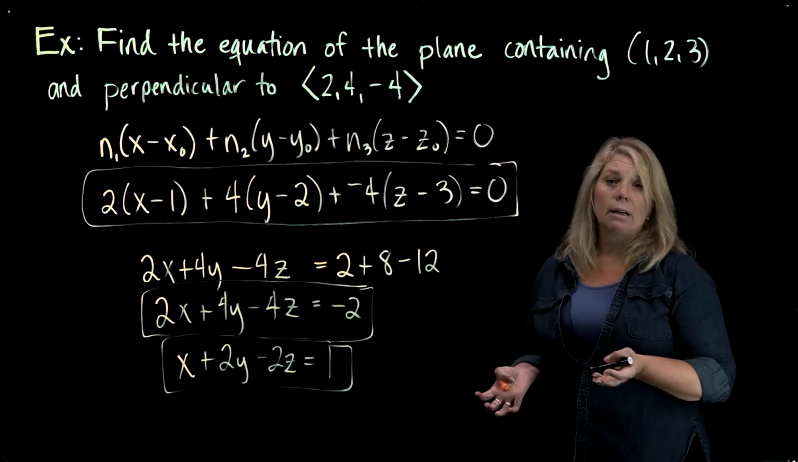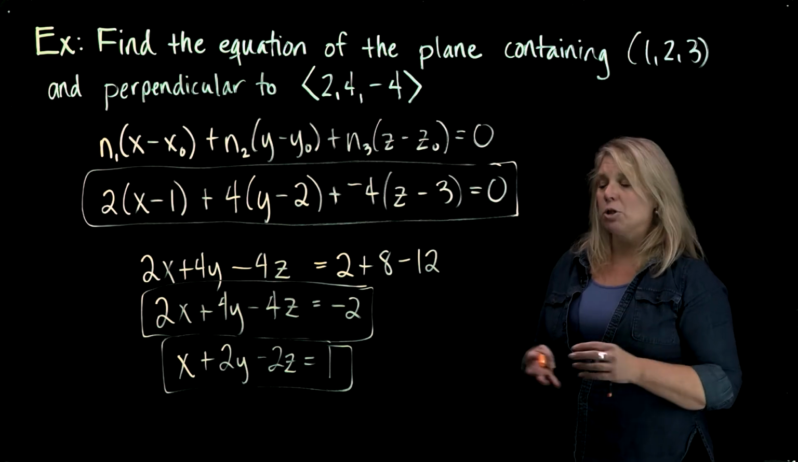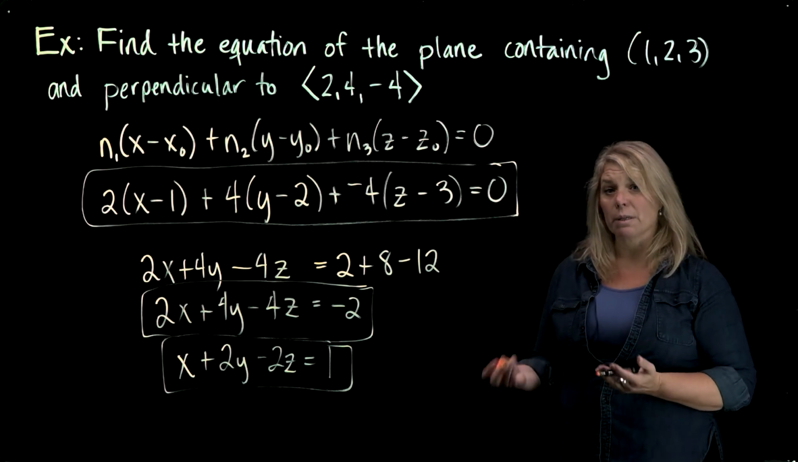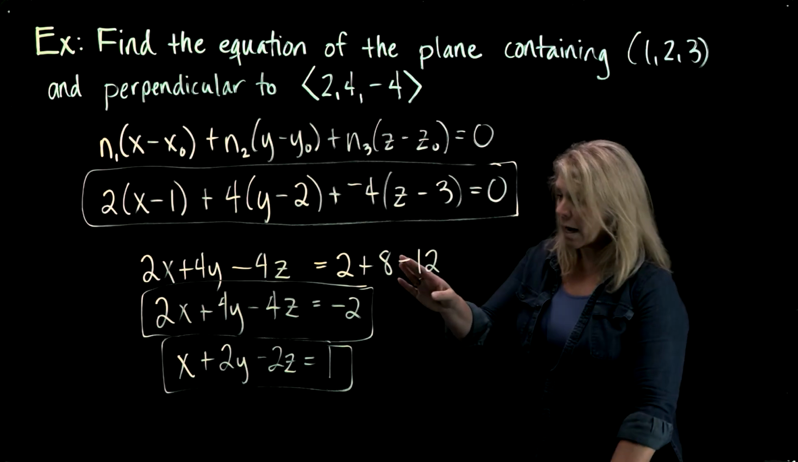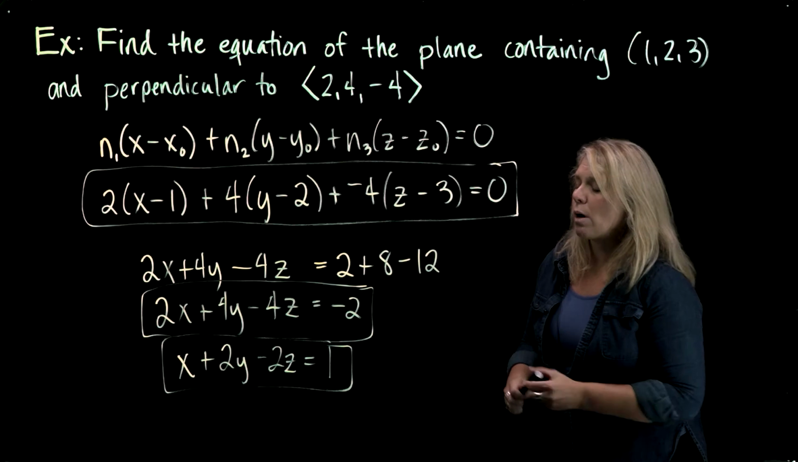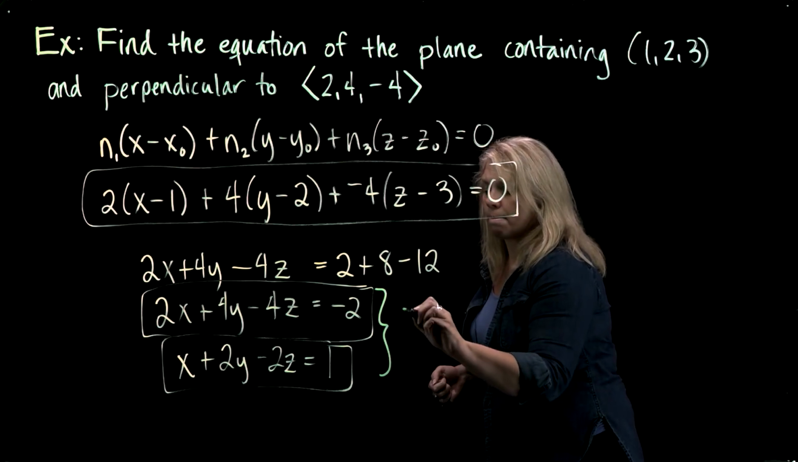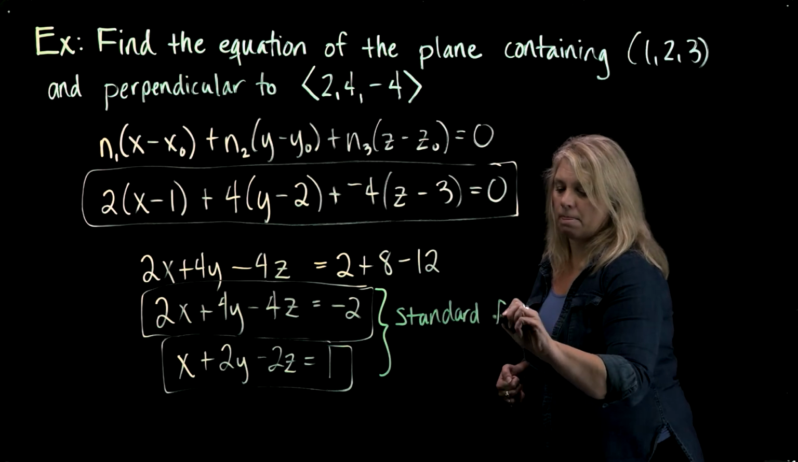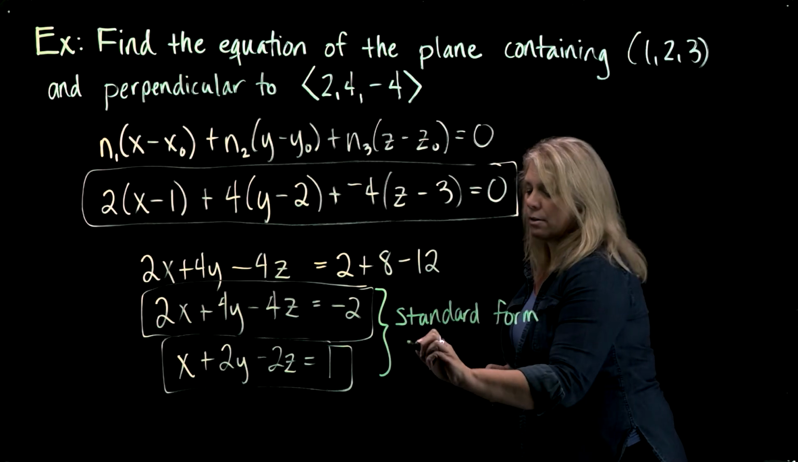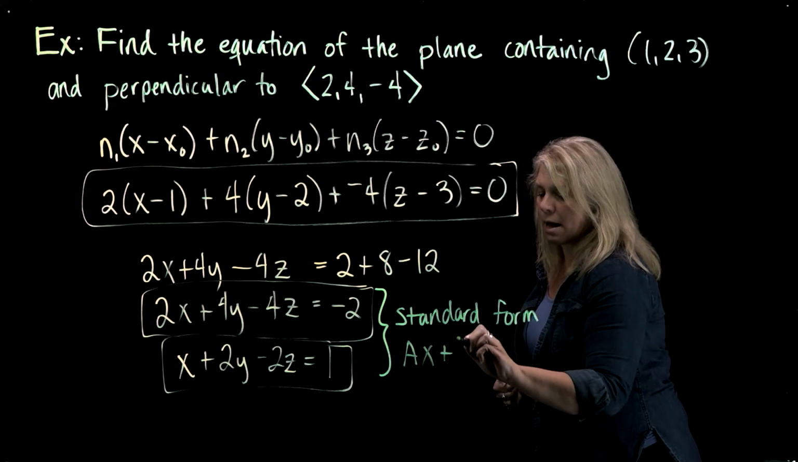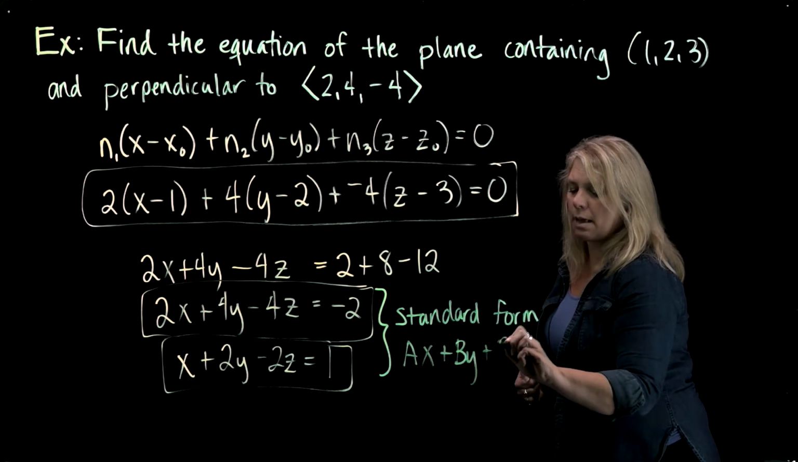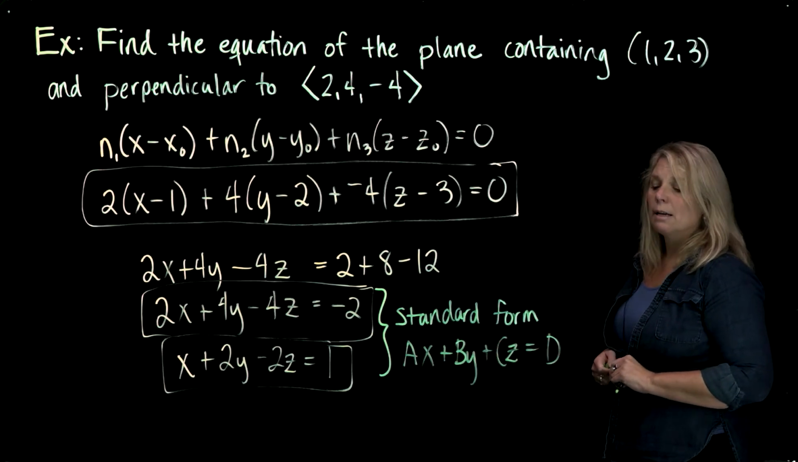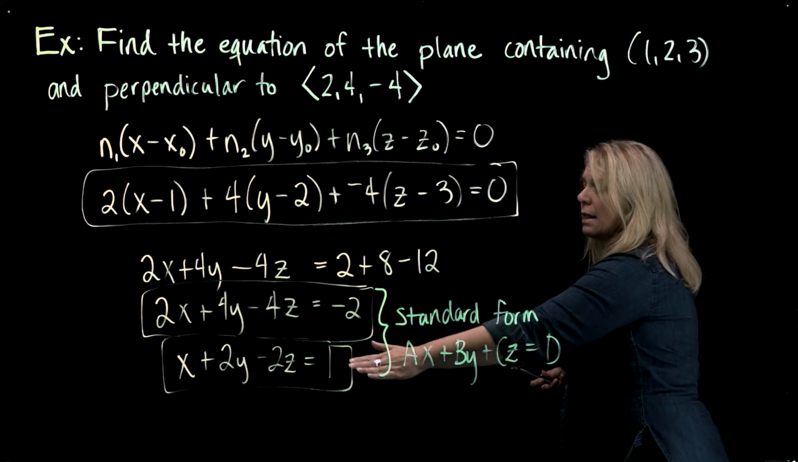So when you do online homework, the homework system should accept any form of a correct answer unless it specifically specifies a specific form of the equation. These last two forms are in what is called standard form. And so that is in the form ax plus by plus cz equals d, where a, b, c, and d are constants. So that's standard form. Both of these are in that form.